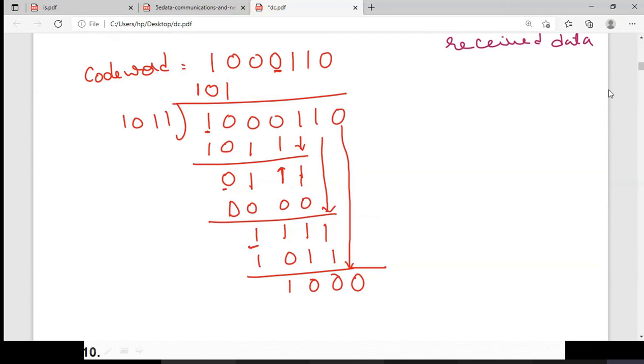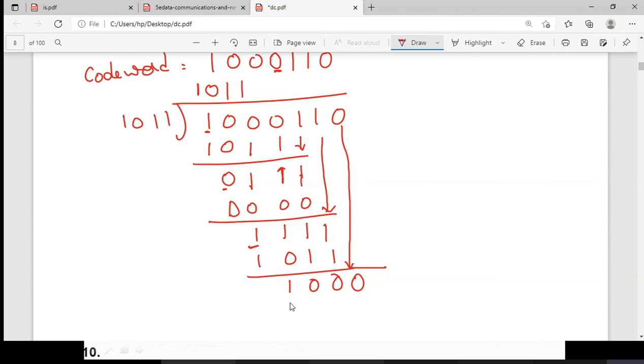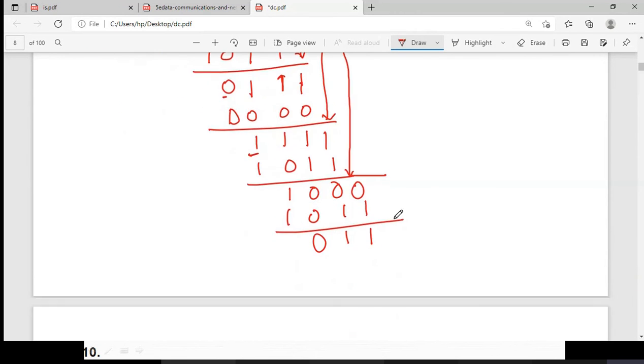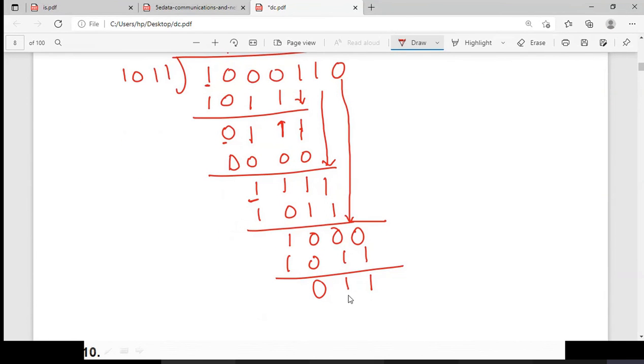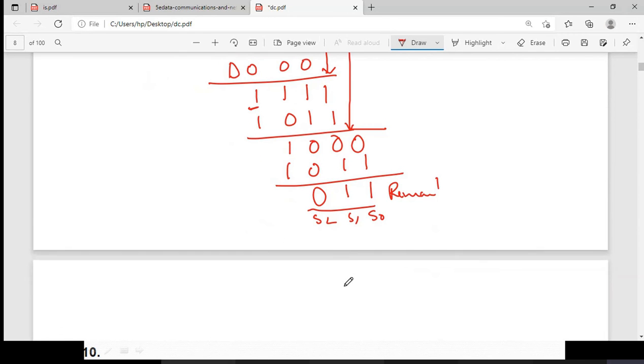Now repeat the procedure. What is your 1? 1 indicates you need to write 1 in the quotient, 1 into the divisor: 1 0 1 1. So 1 1 0. I don't have any further bits for continuing the division, so I'll stop. And this is the remainder I got. It is nothing but S0, S1 and S2. So now I need to calculate.